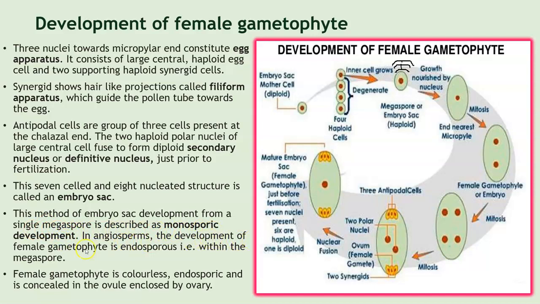In angiosperms, the development of the female gametophyte is endosporic, that is, it happens within the megaspore. The female gametophyte is colorless, endosporic, and is concealed in the ovule enclosed by the ovary. So students, this embryo sac is concealed in the ovule and the ovule is enclosed by the ovary. So this is the structure of the female gametophyte as well as the entire process of its development.